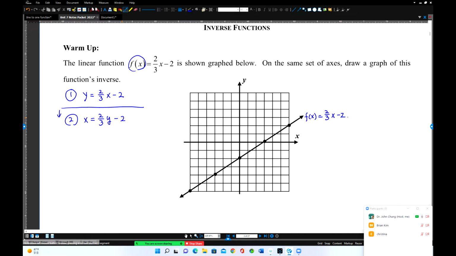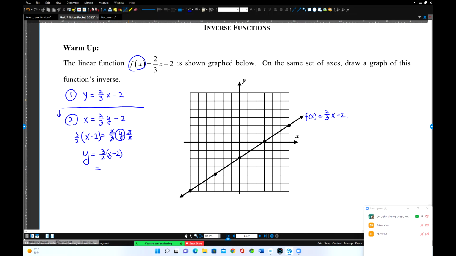Our mathematical rule is that we always need to express y in terms of x. So we add 2 and get x plus 2 equals 2/3 y. Now we still need y, not 2/3 y. How can you find y? Times 3/2, the reciprocal. So y equals 3/2 times x plus 2. We can separate this.